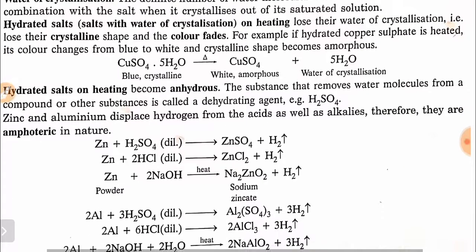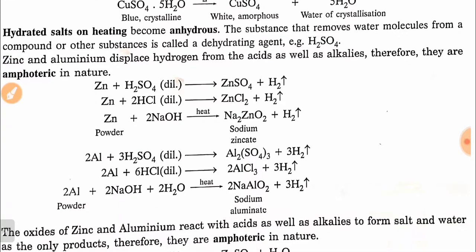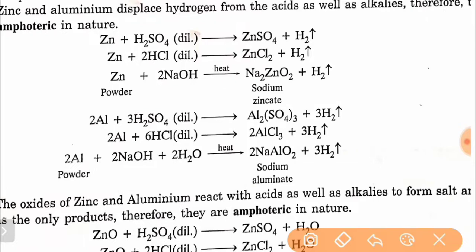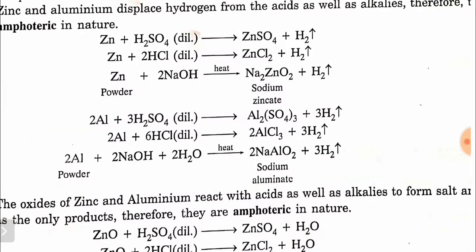If you see the reactions here, Zn plus dilute H2SO4 gives ZnSO4, and the same with HCl. So you can see they displace hydrogen from both of them. Zinc powder does the same thing when combined with NaOH, and these are the reactions of aluminium which show its amphoteric nature because it displaces the hydrogen.